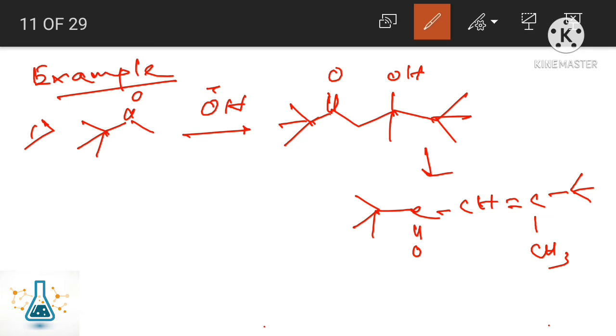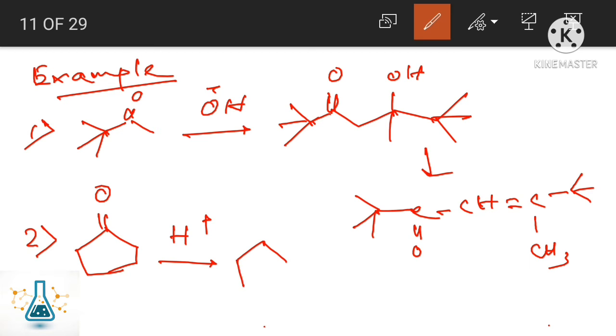Try the mechanism at home. Okay, then if we give this type of compound, in presence of acid, what type of compound will you get? You can get this type of aldol product.